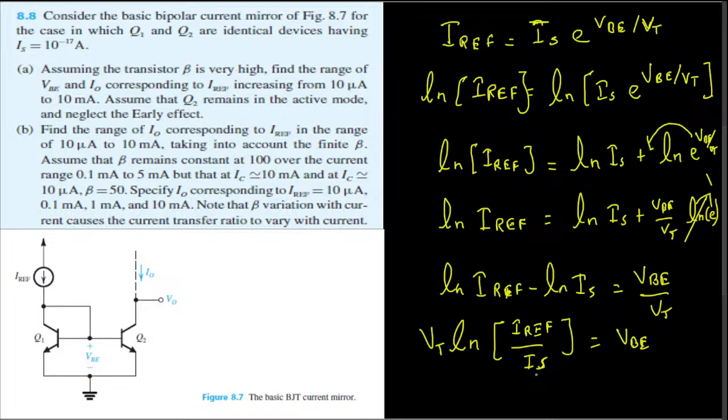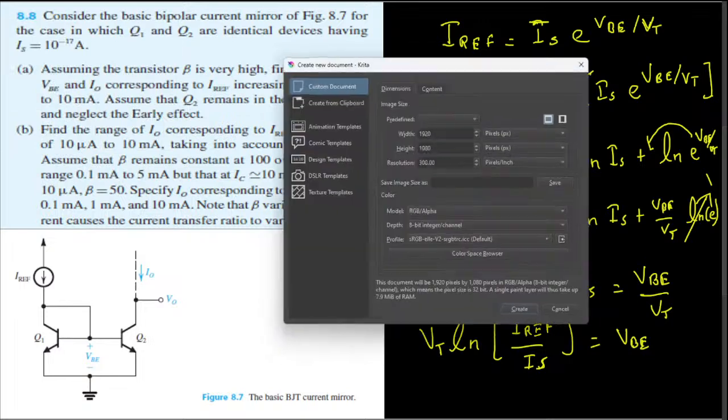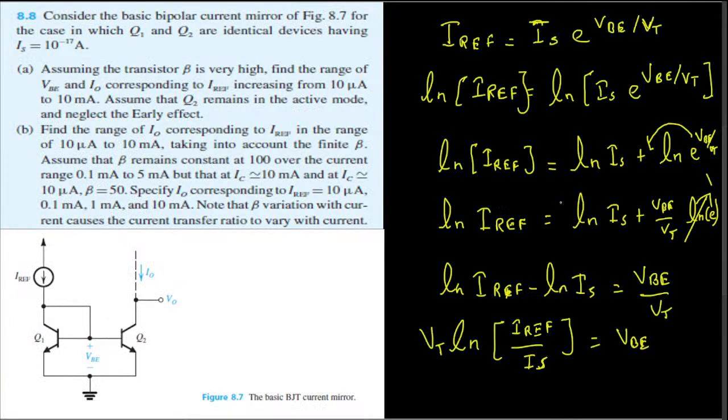Now we have the equation, we just have to plug in the values and solve for VBE. Here we are interested in the VBE value when I reference is 10 microampere, and also when I reference is 10 milliampere, because that is the range we are looking for. So I go to a new page, and VBE is equal to VT ln I reference over IS.